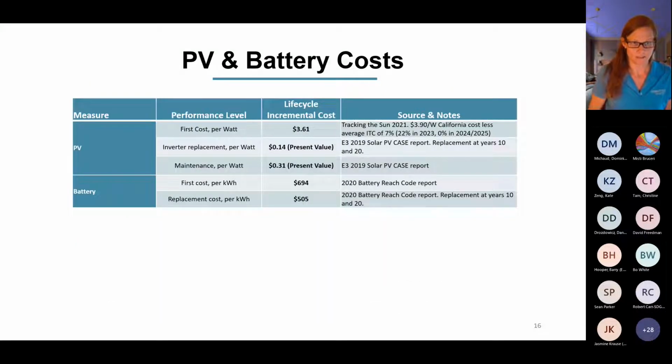PV and battery systems are incorporated. We have them in the base case, but then we also have packages where we're upgrading those. So the PV costs are based on LBNL's latest Tracking the Sun report and take into account inverter replacement and maintenance, which is the cost for cleaning the panels. Battery costs are from the REACH code report that the statewide team completed last year.